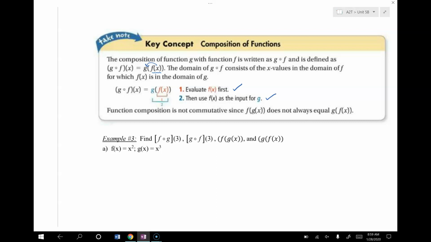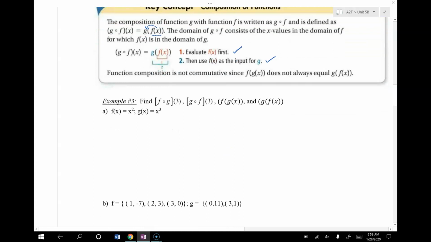Now, example 3, okay, we need to find f of g of 3, g of f of 3, f of g of x, and g of f of x. I'm going to call these A, B, C, and D. Okay, f of x and g of x are given to us. So f of g of 3, you can write them either direction, just like we did with the operations.